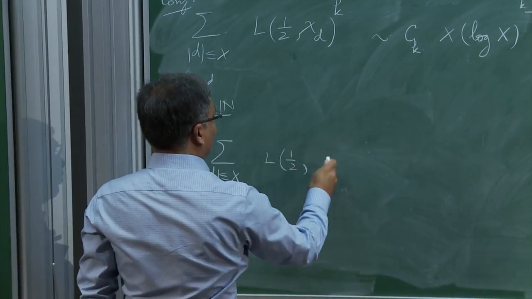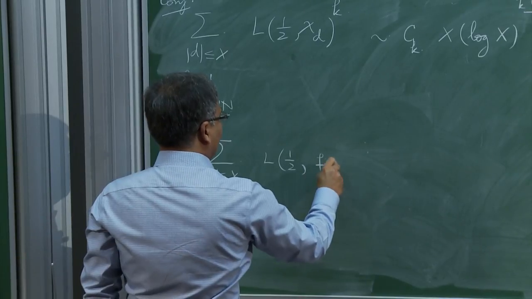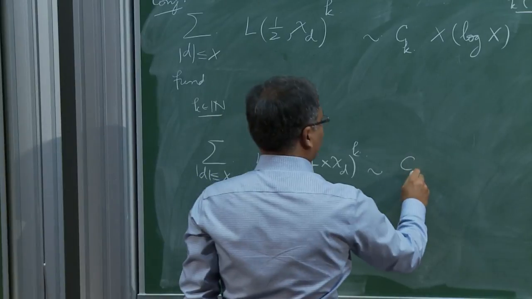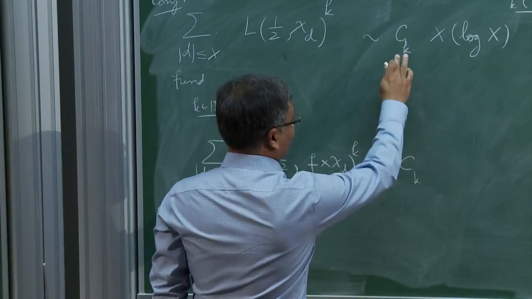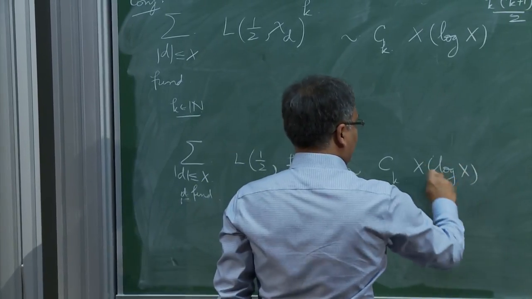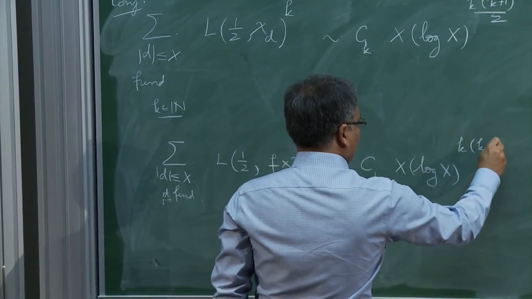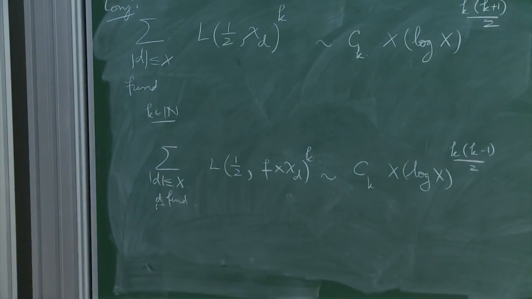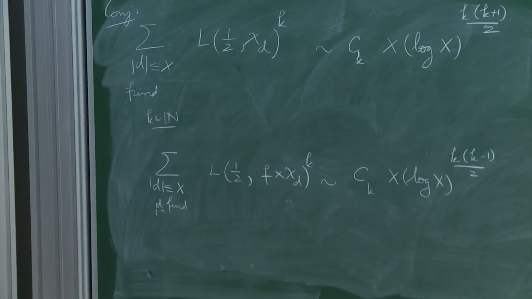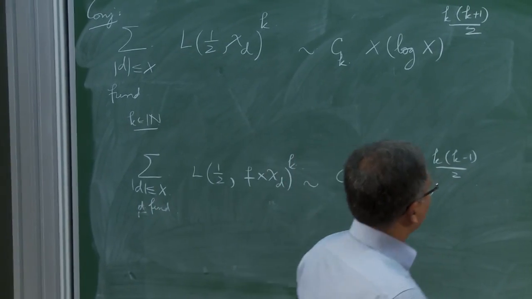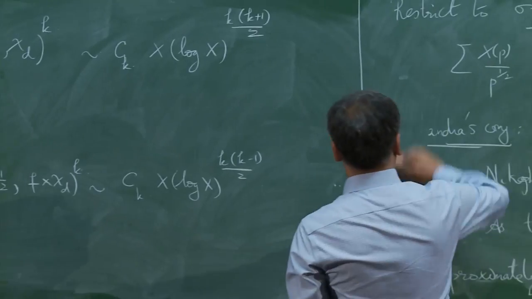And then, to give one more example, let's say you fix your favorite modular form f and take quadratic twists of it. And then here you get some constant c_k, maybe a different constant from here, k times (k-1) over 2. OK. So maybe in the last 5 minutes, let me just tell you what I plan to do in the rest of the lectures.